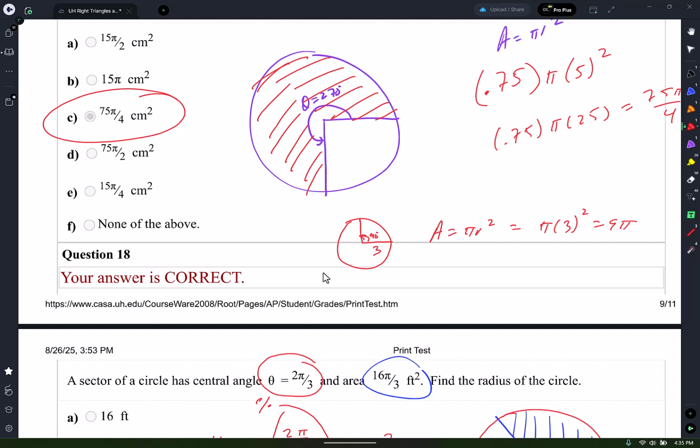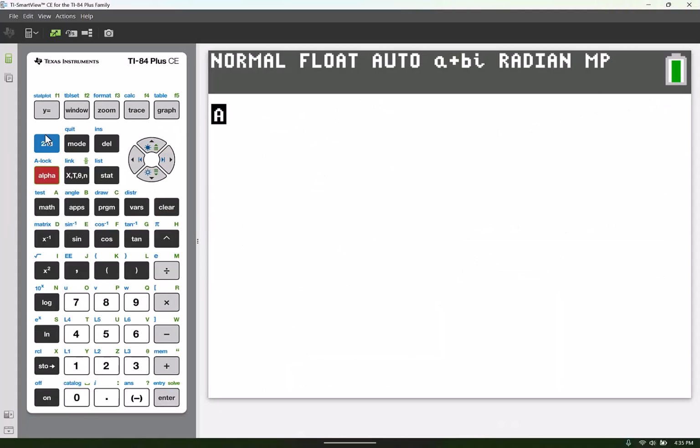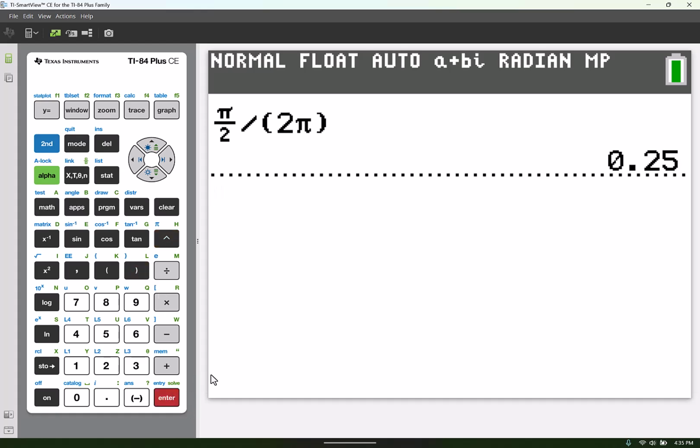So you know that's 1/4 of a circle. Or let's do it in radians, pi over 2. Area of that sector: pi over 2 divided by 2 pi. This is like a percentage. That better give me 1/4 times pi times 3 squared, which will give me this area here. If I take my calculator and go pi over 2 and divide this by 2 pi, look, it's 1/4.